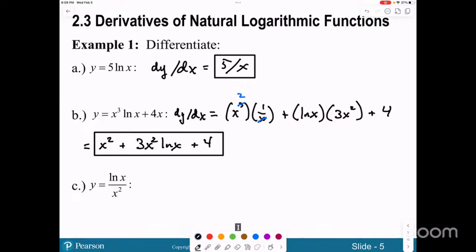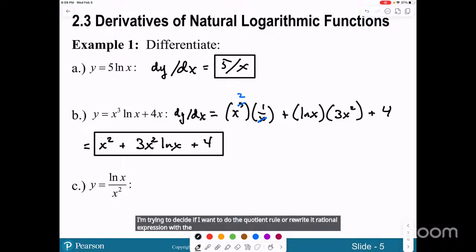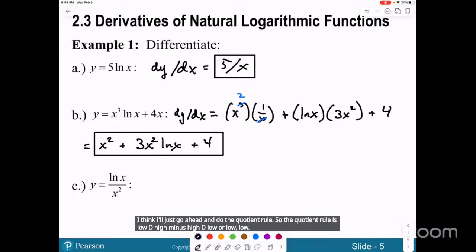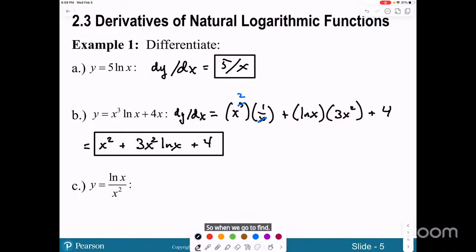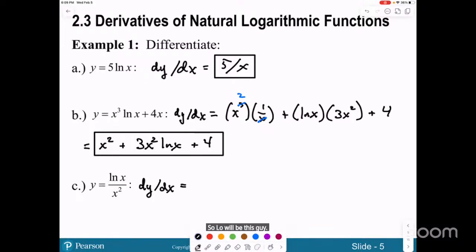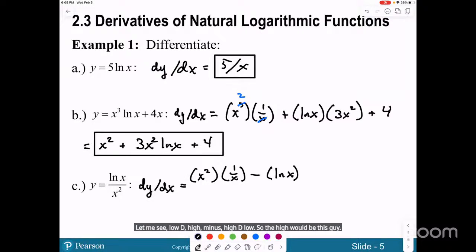I'm trying to decide if I want to do the quotient rule or rewrite this rational expression with a negative exponent, so I can just use the product rule. I think I'll just go ahead and do the quotient rule. The quotient rule is low D high minus high D low over low low. I know that sounds silly, but that's just how I remember it. So when we go to find dy by dx, low would be this guy. D high, the derivative of that, is going to be this. Low D high minus high D low. The high would be this guy. D low would be this guy. All over low low, which would be this guy.